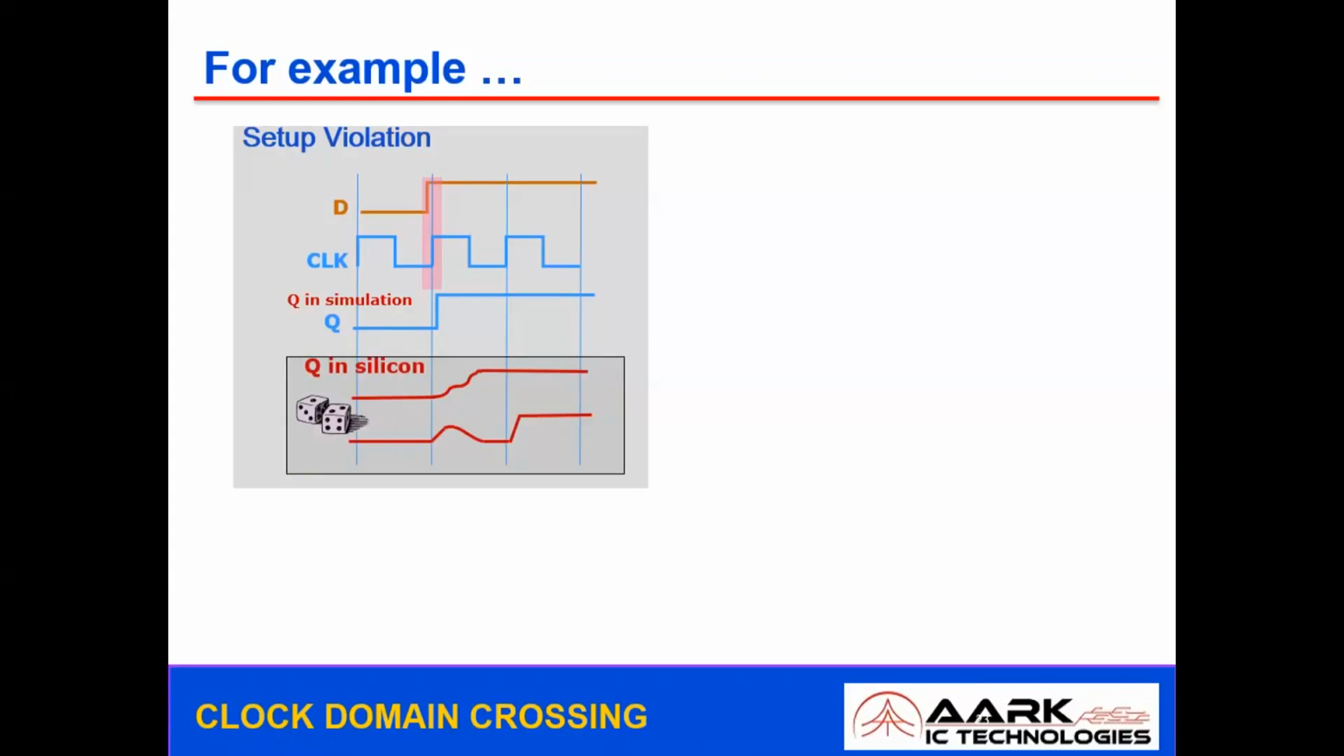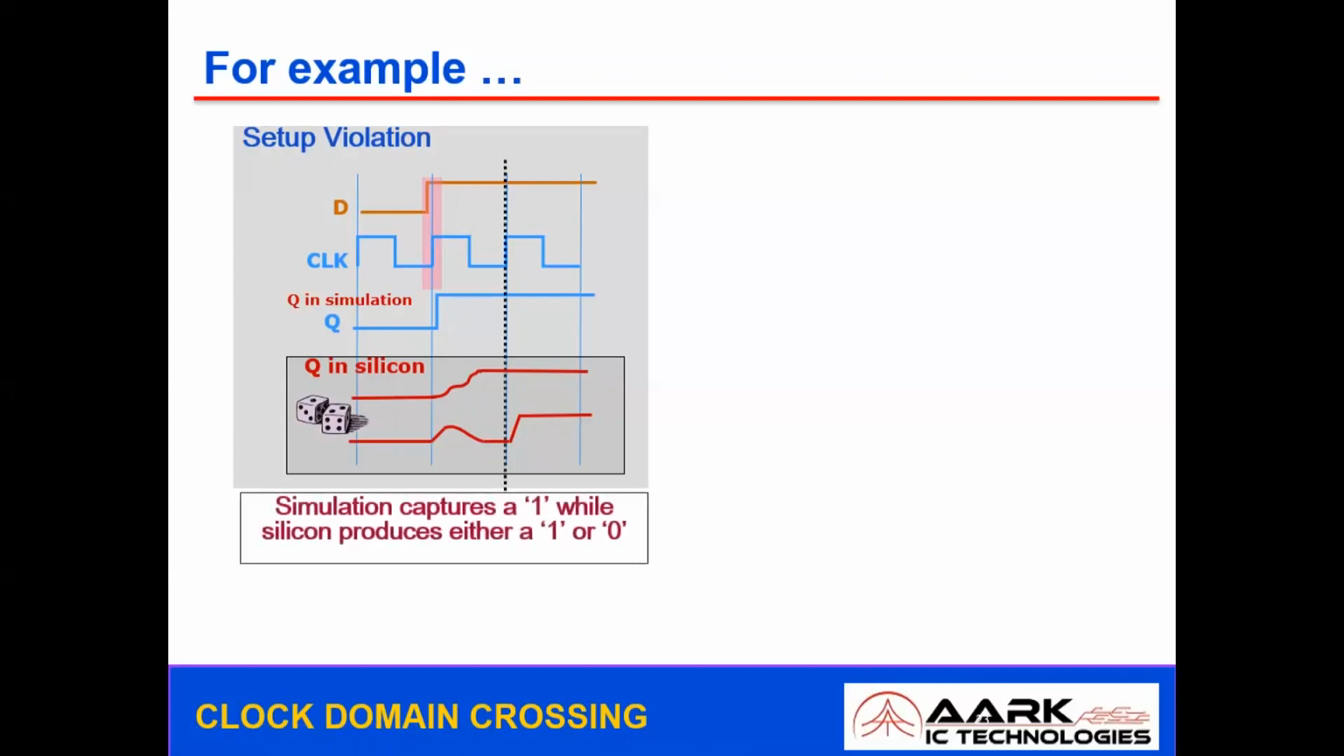But when you do the same thing post fabrication, you'll find these errors. Post silicon you'll find the error, but pre silicon, during the simulation, you will not find these errors. Simulation captures a 1, while silicon captures either a 1 or 0. This is called an unpredictable nature.